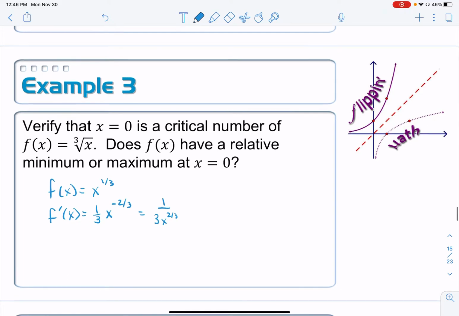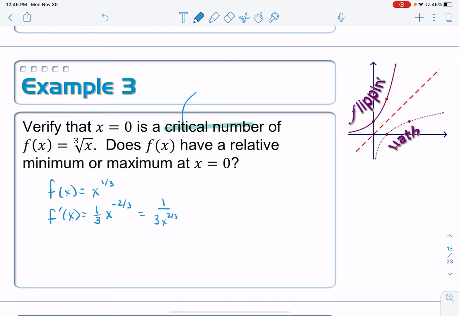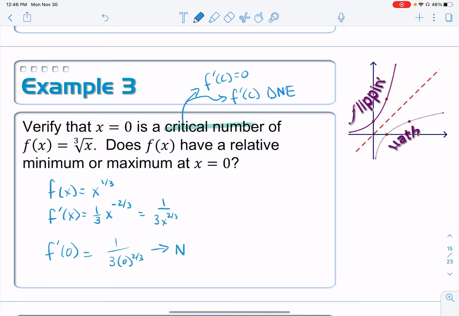What's it mean to be a critical number again? Critical number means that f prime of c is equal to 0, or f prime of c does not exist. Okay, so if I were to plug in 0 in this case, I have 1/3 times 0 to the 2/3 power, which does not exist, is undefined.